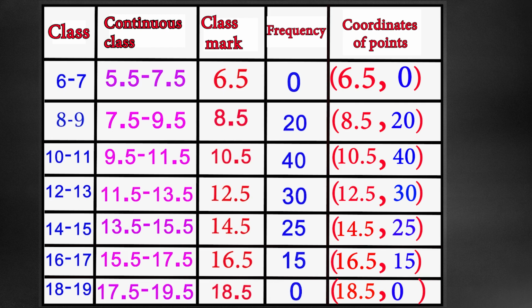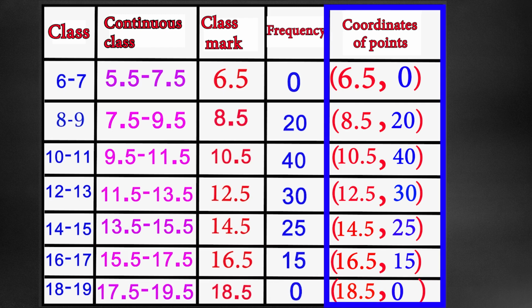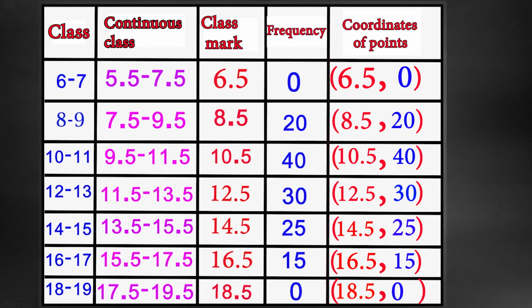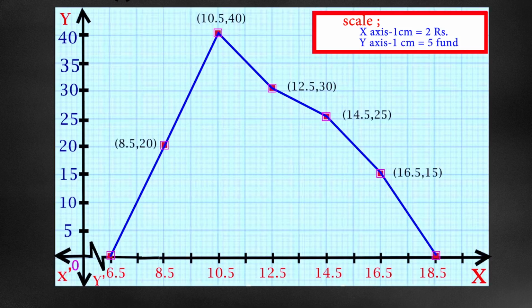Students, the points corresponding to the coordinates in the fifth column of the table are established on the graph paper. If we join them in order, then the frequency polygon is obtained. This polygon is shown in the figure.